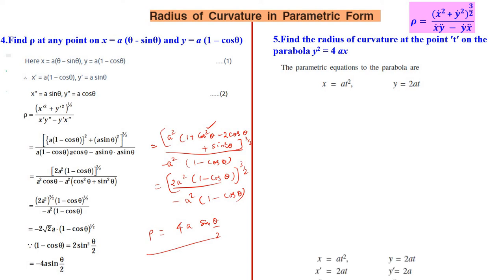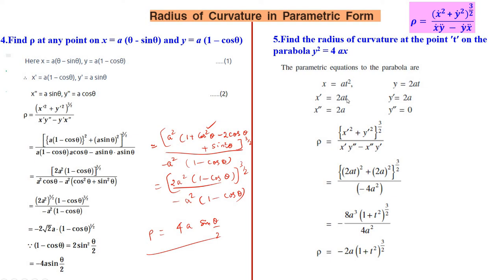So just differentiate with respect to t and you arrive at this. Consider the formula, substitute the values here. So x prime is 2at and y prime is 2a, so you have this, and this on simplification will give you this, and again rho with the positive sign we consider. So ultimately we have to write this as 2a into 1 plus t square to the power 3 by 2. So this is the radius of curvature.